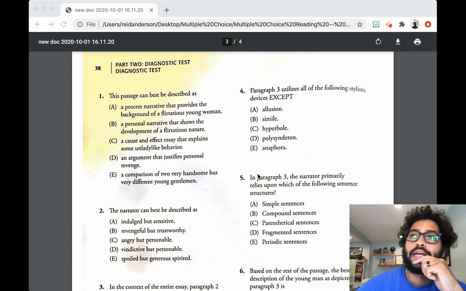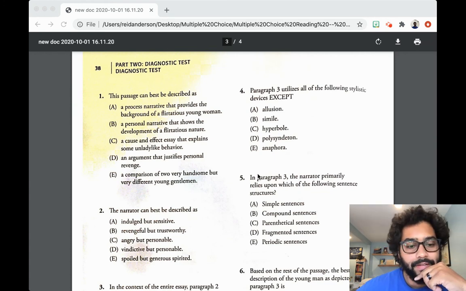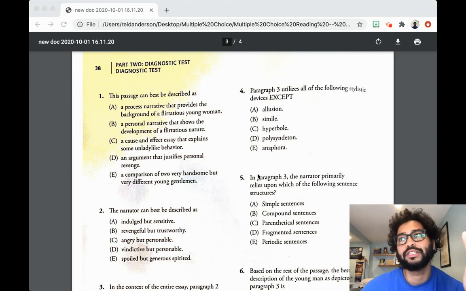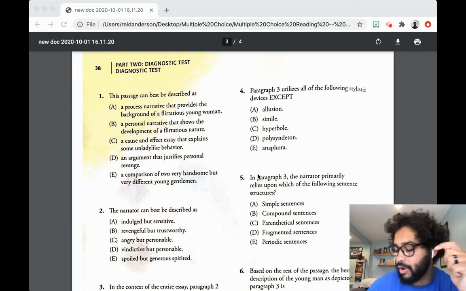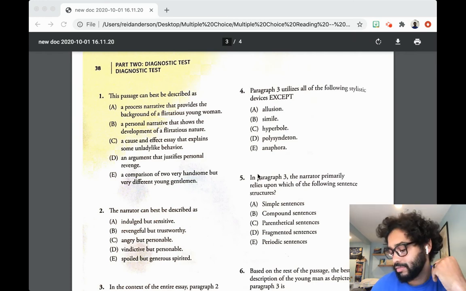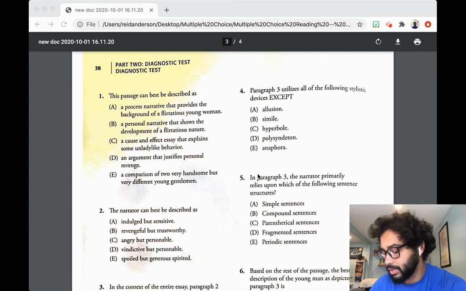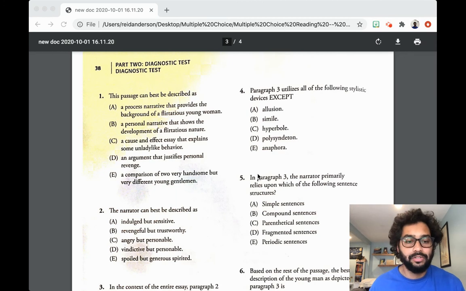Angry but personable. She's definitely personable, and at points she is angry. So I'm going to leave C on the board here. Vindictive but personable. Once again, she's personable. She doesn't really come off as vindictive, because she feels bad for what she's done, and vindictive is kind of like evil through and through, no remorse. So I'm going to cross off D. Spoiled but generous spirited. She is spoiled. She has a lot of money and stuff like that. But generous spirited, that was where she was at one point in her life. And so I think angry but personable, C, is probably our best fit. And so that's what we're going to stick with.